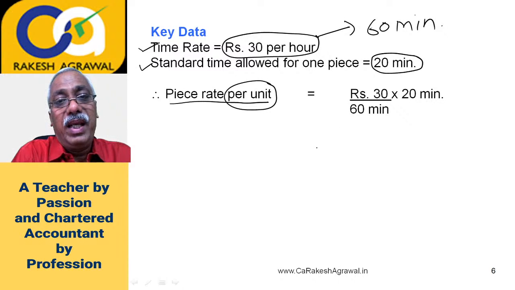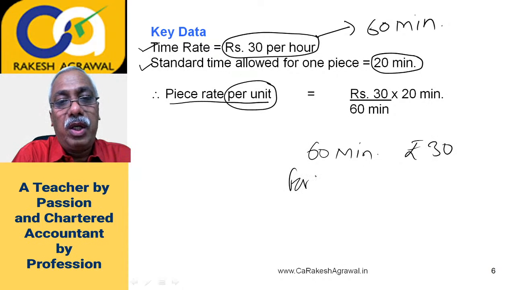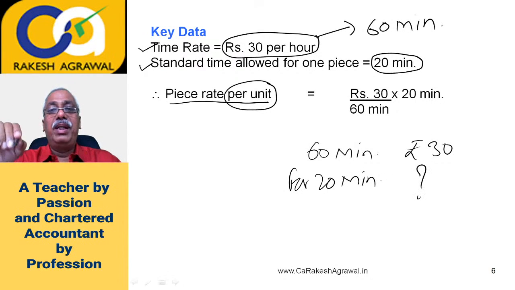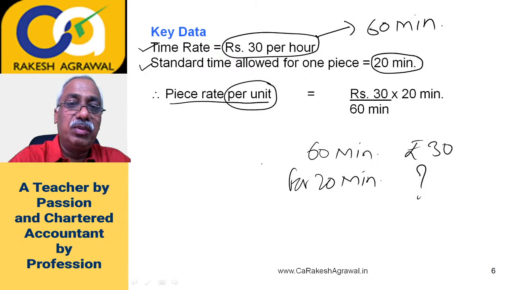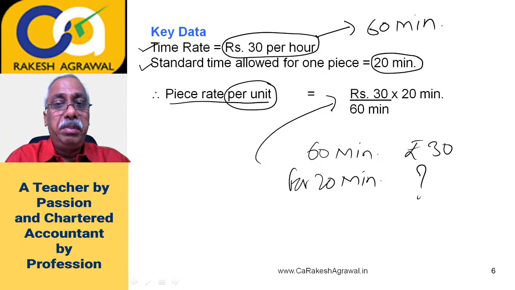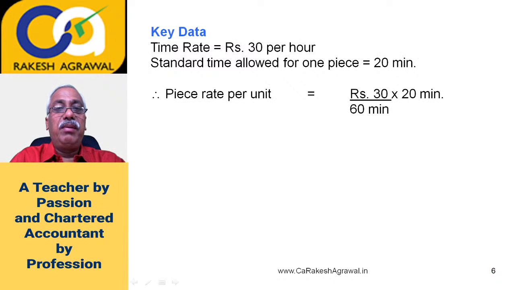So using this cross multiplication, we can get how much we have to pay for 1 unit. Like for 60 minutes, rupees 30. So for 20 minutes required for one piece, how much? So 20 minutes into 30 rupees divided by 60. This is what is written here. So time rate can be converted into piece rate, provided you are given standard time allowed to produce 1 unit of output. Is this clear to you? So from this time rate we have got piece rate, and piece rate is 10 per unit.